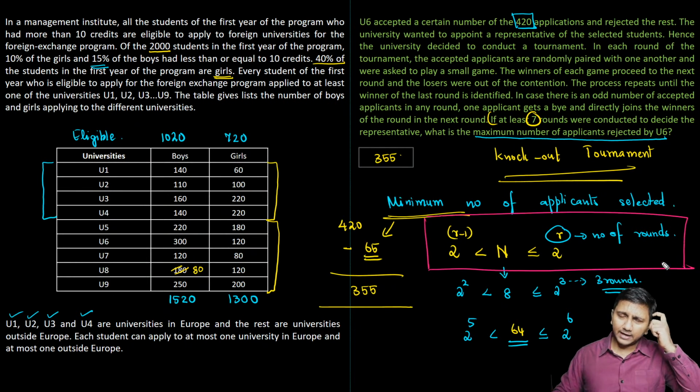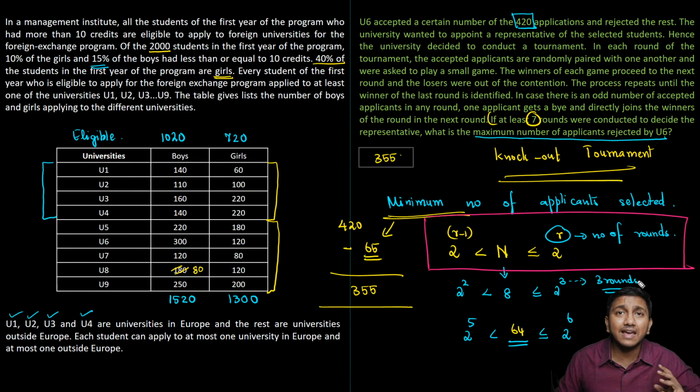this is something I have dealt with in the games and tournaments handout that we deal with in our classroom session. Where if there are n people in a knockout tournament, and you can put them between 2 consecutive powers of 2, the higher power of 2 will be the number of rounds. The question says there are at least 7 rounds, maximum number of applicants rejected. As the total number of applicants is a constant, the maximum number of applicants rejected can be found if I can find the minimum number of applicants selected.